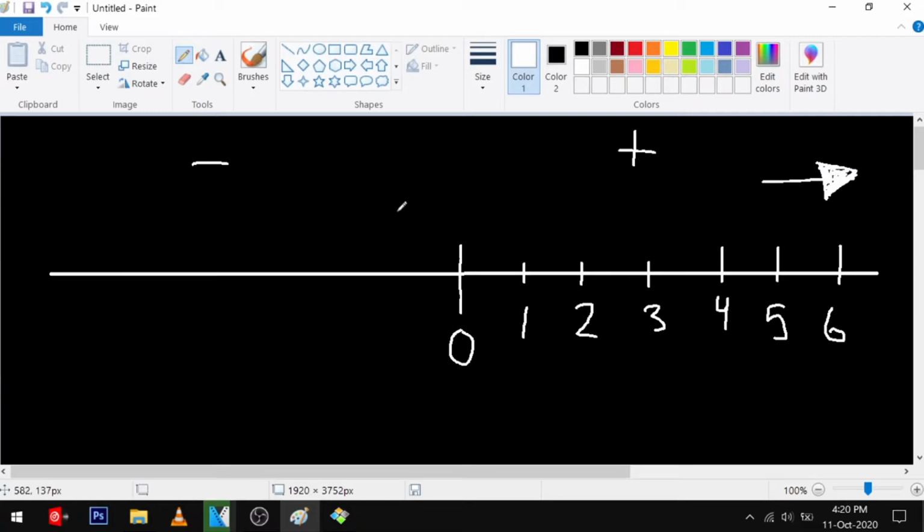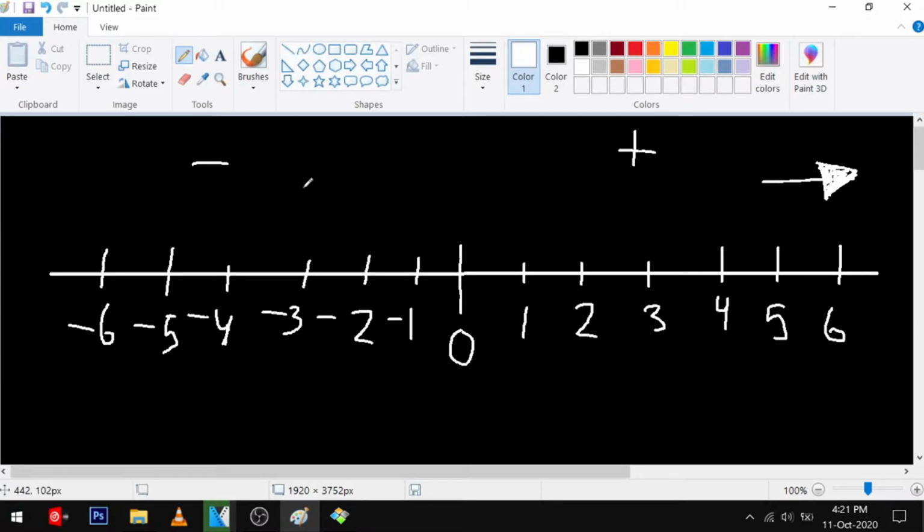You can continue. On this next side now, it's going to be negative, which will be negative 1, negative 2, negative 3, negative 4, negative 5, it's a horrible looking 5, and negative 6. And you can continue this list as well all the way down to negative 1,000, million, whatever you want to go. So either direction you can go, but this side will always be positive and this side will always be negative.